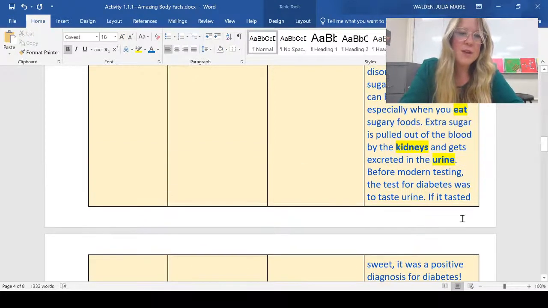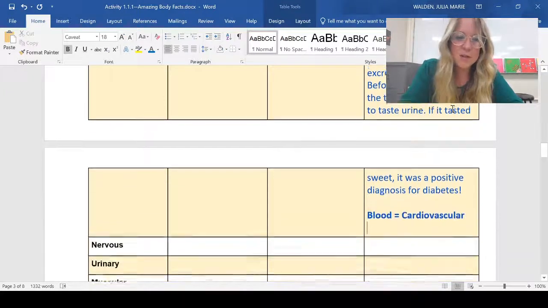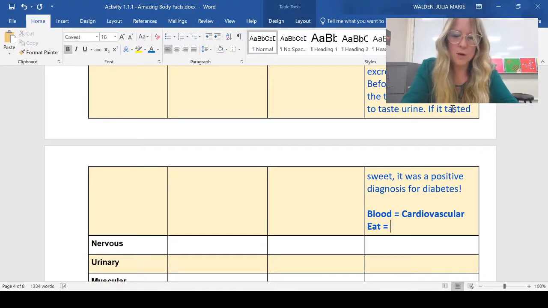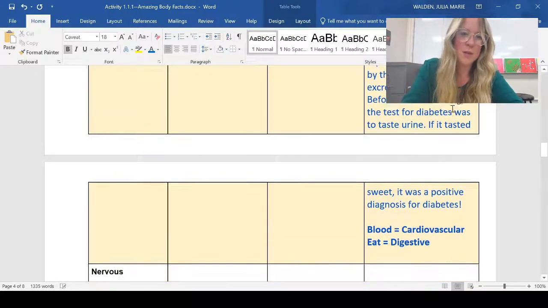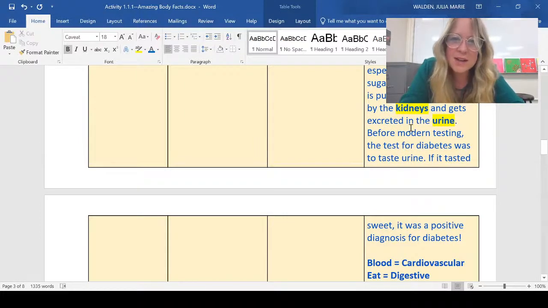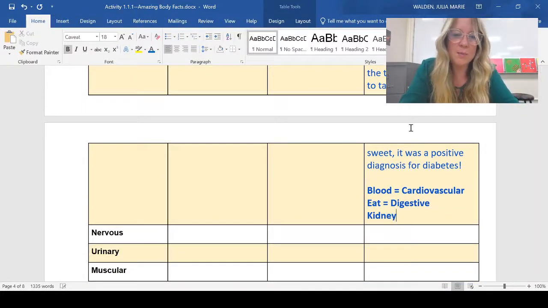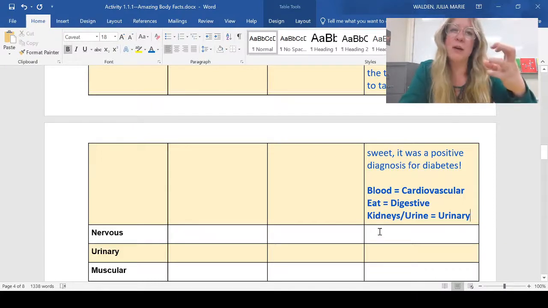Okay, the next word that I highlighted is eat. So eating is part of your digestive system. And then the last one, kidneys/urine. I highlighted both because they go together. So kidneys and urine are in the urinary system. Okay, and the kidney's job is to filter the blood, and whatever it filters out is actually what urine is. So urine is like blood filtrate.